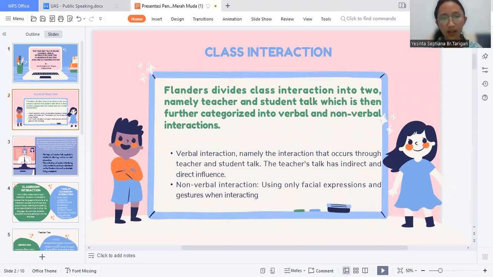Class interaction. Flanders divides class interaction into two, namely teacher and student talk, which is then further categorized into verbal and non-verbal interaction. First, verbal interaction, namely the interaction that occurs through teacher and student talk. The teacher's talk has indirect and direct influence. Non-verbal interaction uses only facial expressions and gestures when interacting.